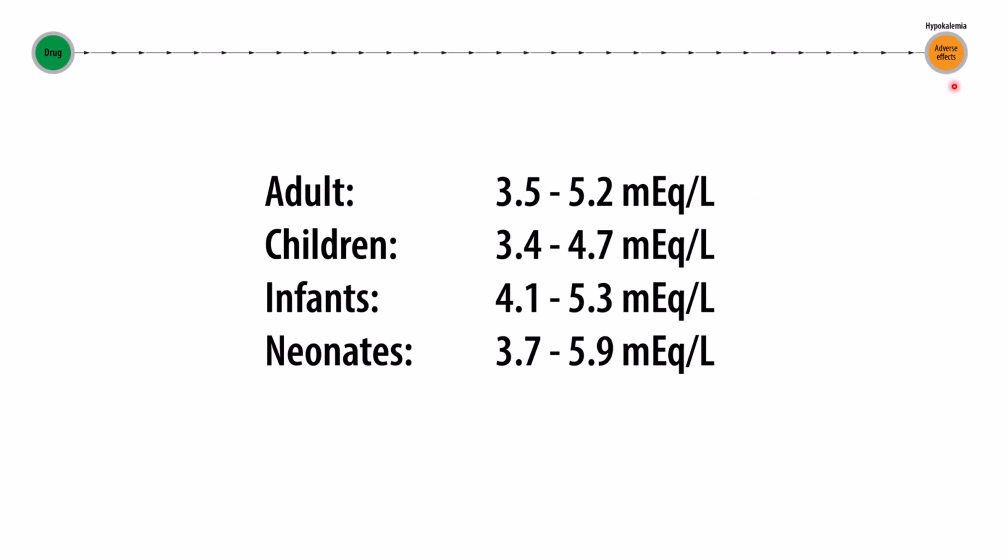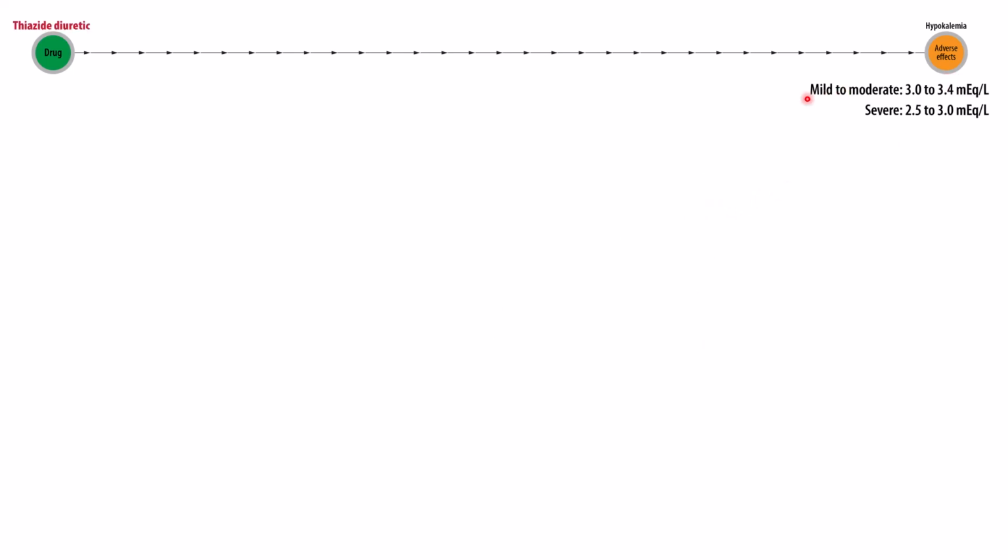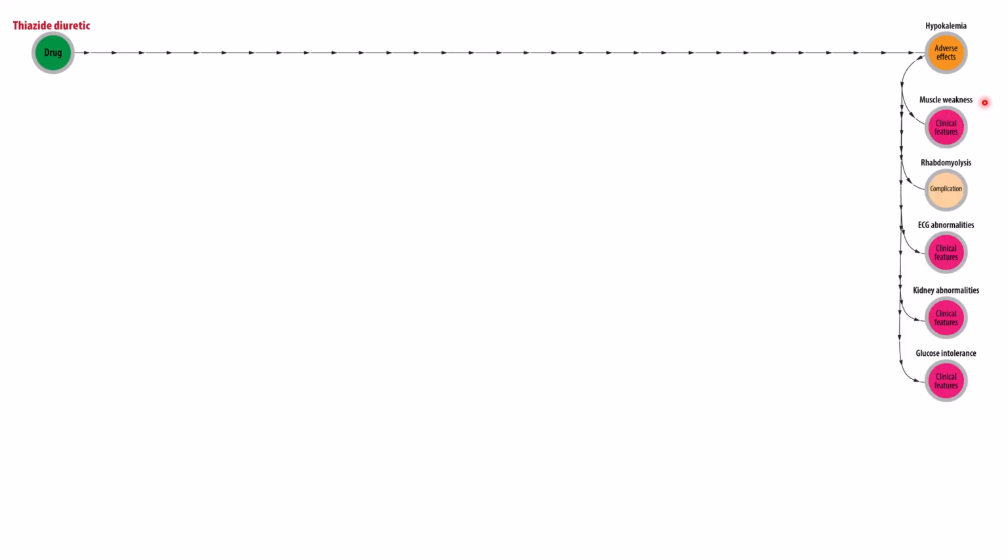Now, hypokalemia can be categorized as mild to moderate when it ranges from 3.0 to 3.4 and severe when it ranges from 2.5 to 3.0. It can present with muscle weakness, ECG abnormalities, kidney abnormalities, and glucose intolerance. For the glucose intolerance, it could be due to decreased insulin secretion or decreased glucose uptake.